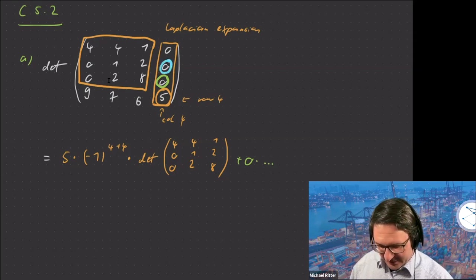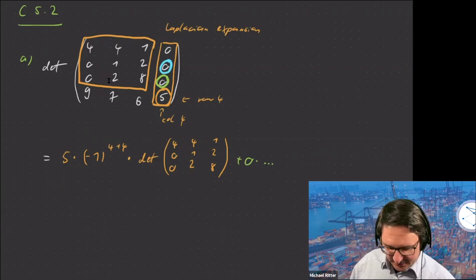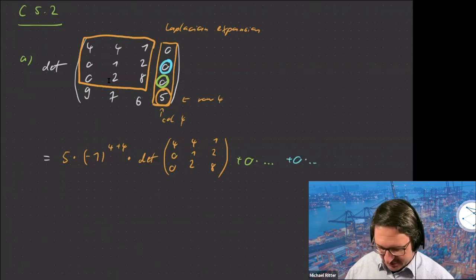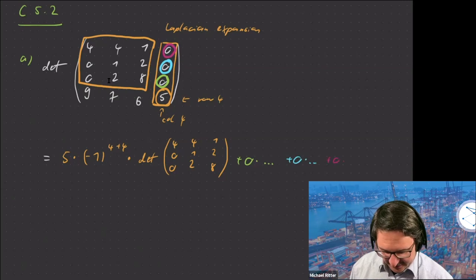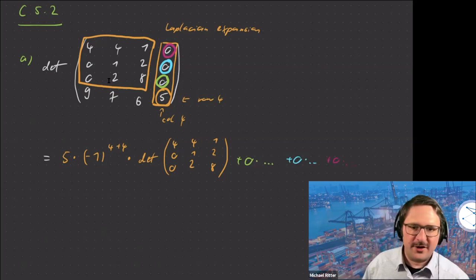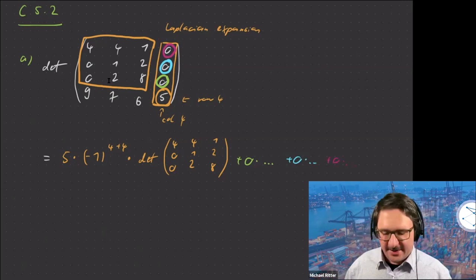And of course, that's true for the other entries as well. So there would be a summand corresponding to this entry here. Again, that's plus zero times something. And there would be an entry corresponding to this here. And again, that is zero. And whatever comes next, we can just disregard that.